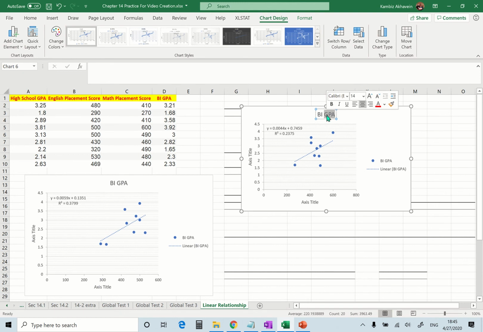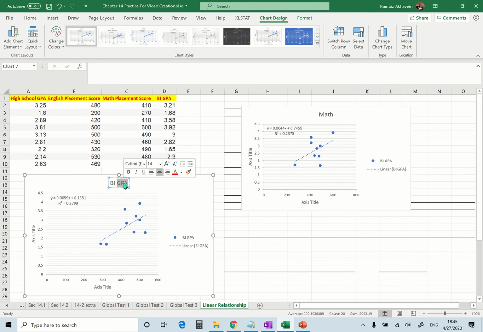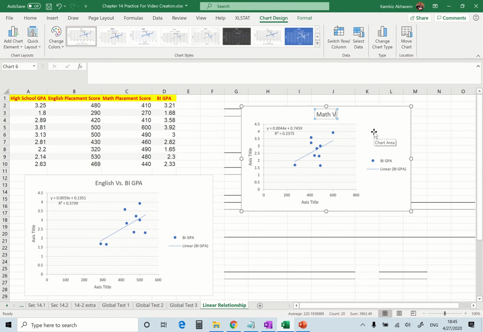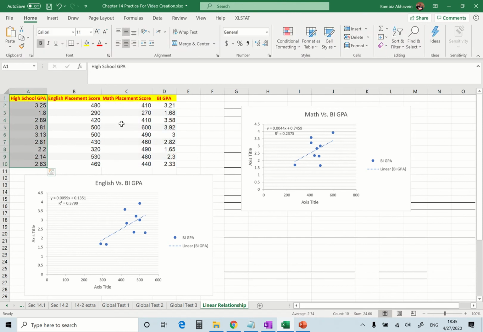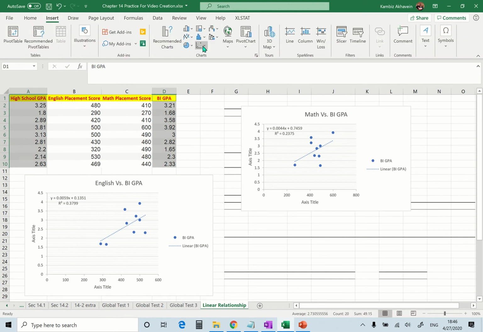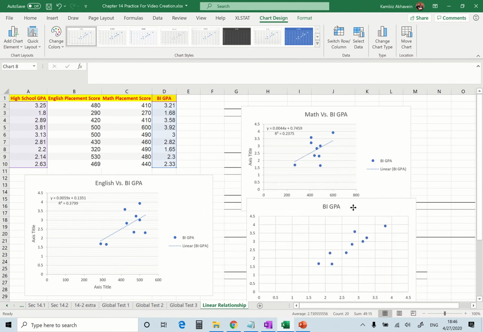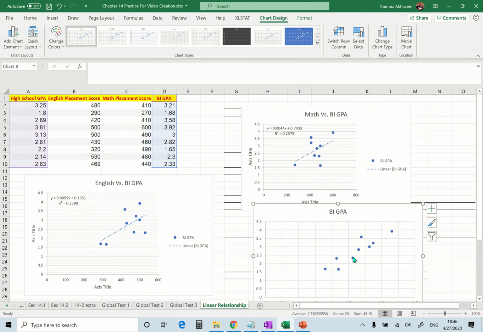So this was for my math scores, and this was the relationship. I was checking the relationship between the English scores versus my BIGPA. This was the math scores versus my BIGPA. And last one, high school GPA and BIGPA, and insert this one. This one seems to be a little bit better. You see that the points are more compact.